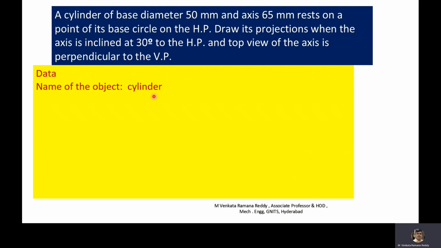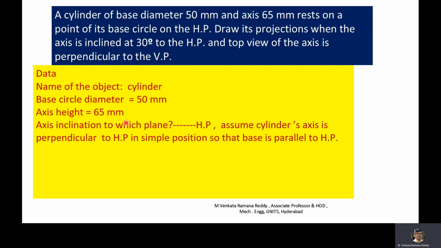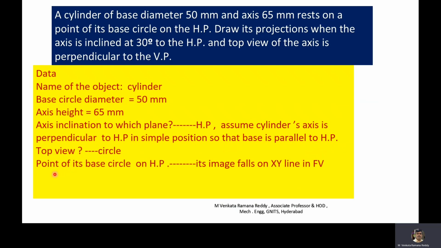The name of the object is cylinder, base circle diameter is 50 mm, axis height is 65 mm, and axis inclination to which plane? It is inclined to HP. So assume the cylinder's axis is perpendicular to HP in simple position so that the base is parallel to HP. If the base is parallel to HP, the top view is a circle. Next, point of its base circle on HP means its image falls on the XY line in the front view.